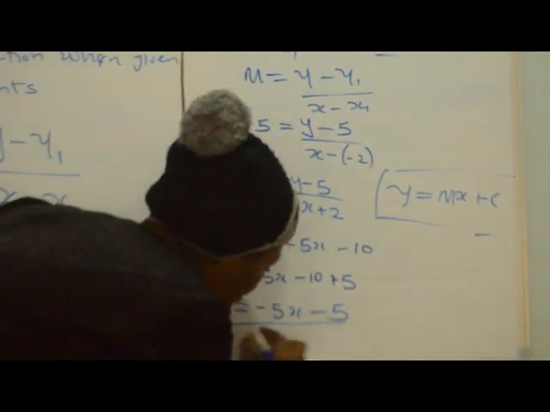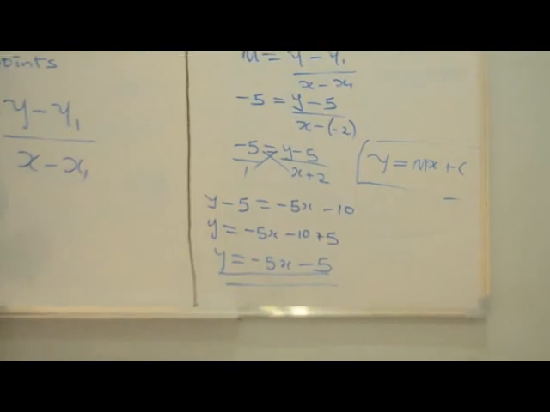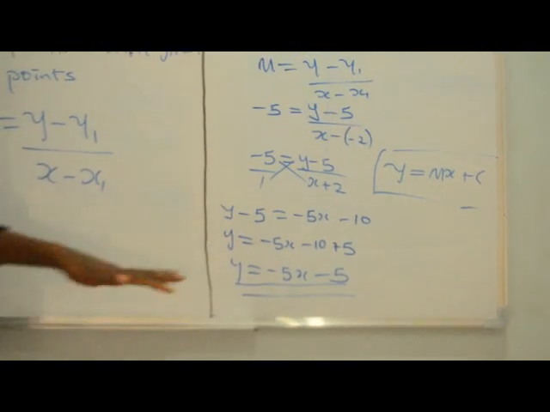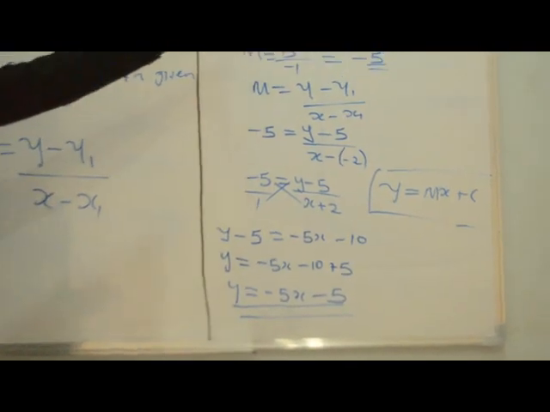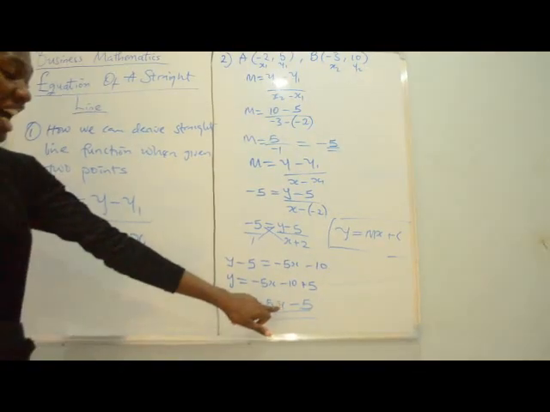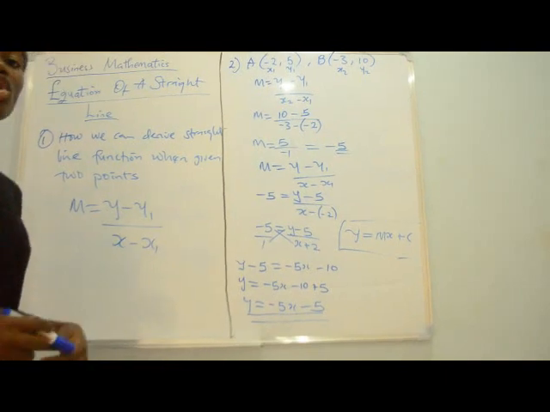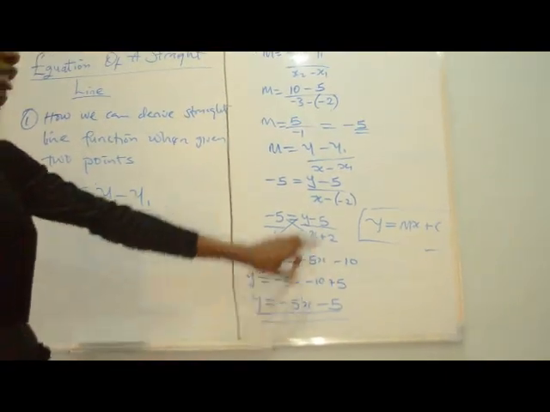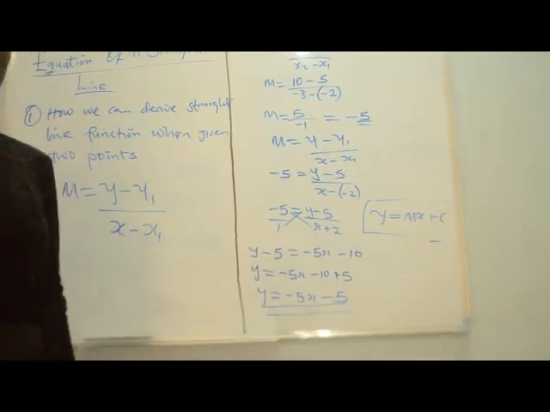Now with this we have gotten our equation. This is our equation of the straight line when we are given these two points. You can see our gradient, which is the coefficient of x when y is the subject of the formula, which is minus 5. Our gradient is clearly reflected here.